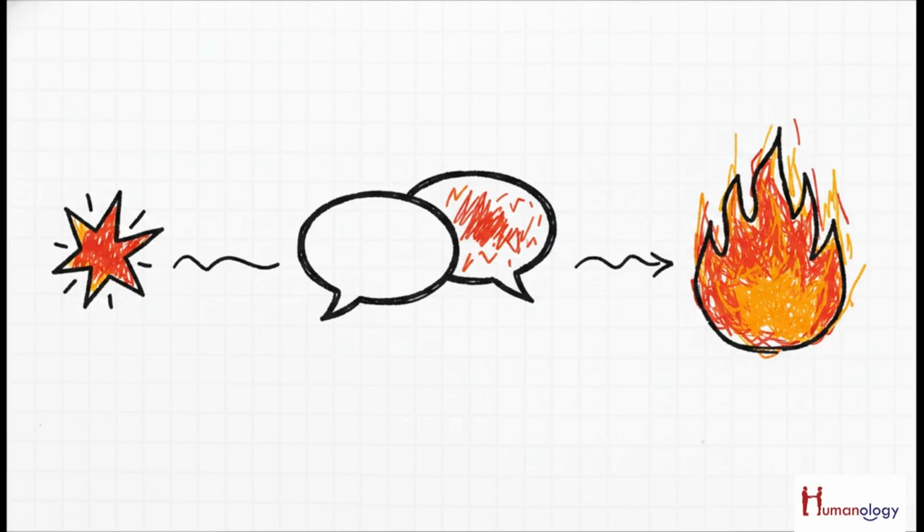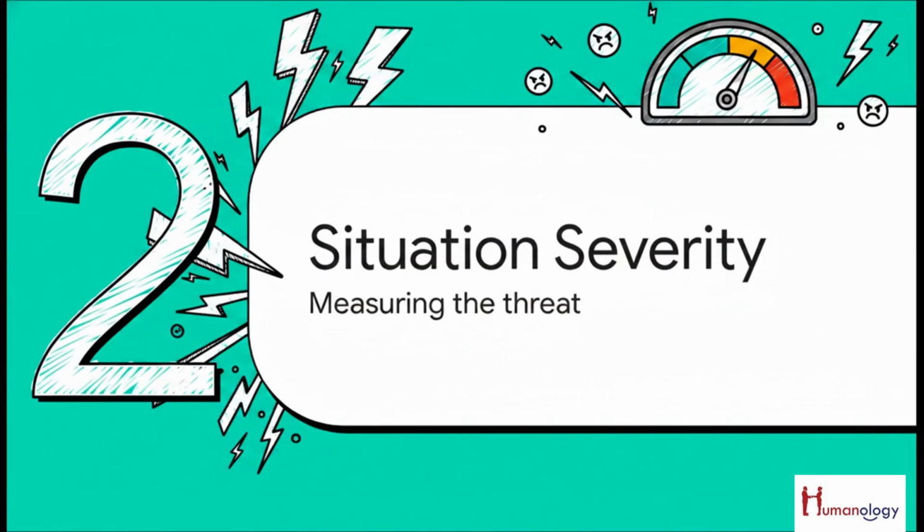Recognizing these initial universal causes is step 1. It's the absolute bedrock of the whole process. Because frankly, if you can't understand why the spark was lit, you've got 0 chance of stopping the fire. Moving on to Section 2, identifying situation severity. This is where we measure the threat.